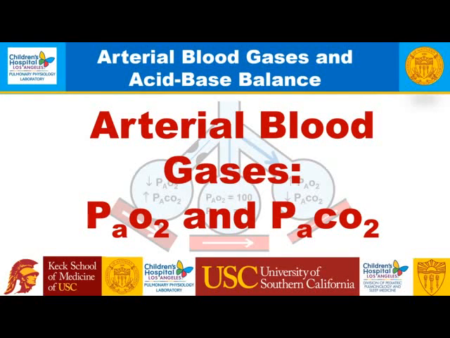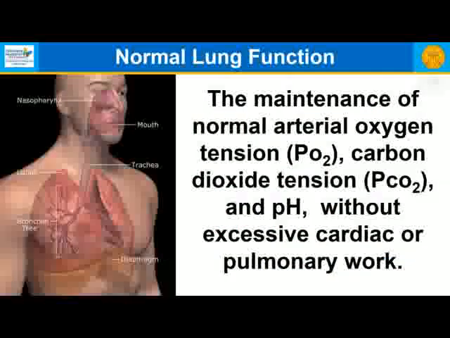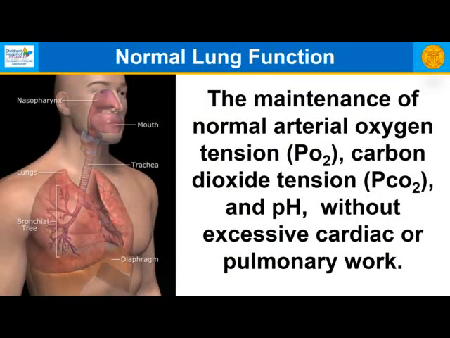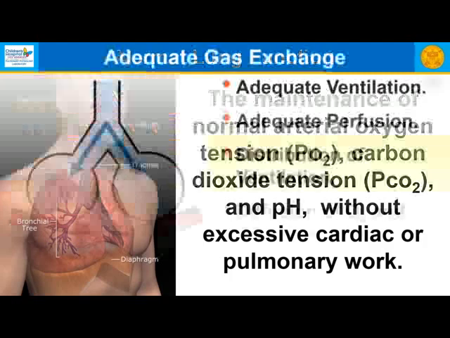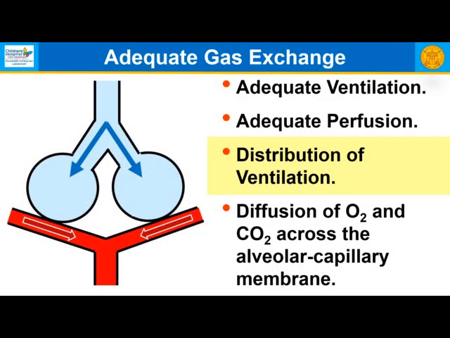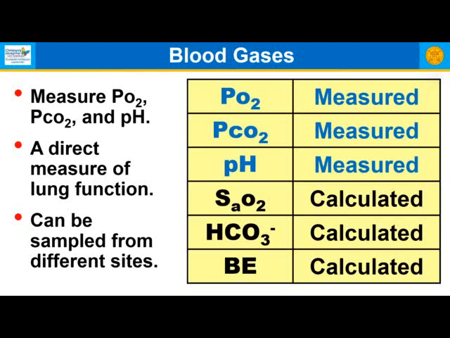So arterial blood gases, specifically P-arterial O2 and P-arterial CO2. Normal lung function is defined as the maintenance of normal arterial oxygen tension, carbon dioxide tension, and pH without excessive cardiac or pulmonary work. Remember that it requires adequate ventilation, adequate perfusion, and most importantly, that ventilation should be distributed throughout the lungs where perfusion is. And of course, we know that there is no significant impediment to oxygen or CO2 diffusion across the alveolar capillary membrane, at least at sea level.